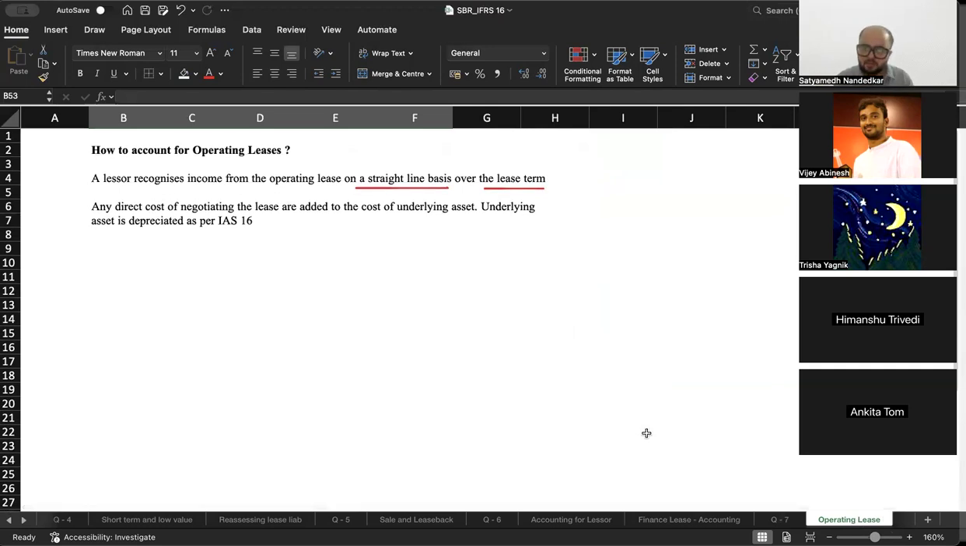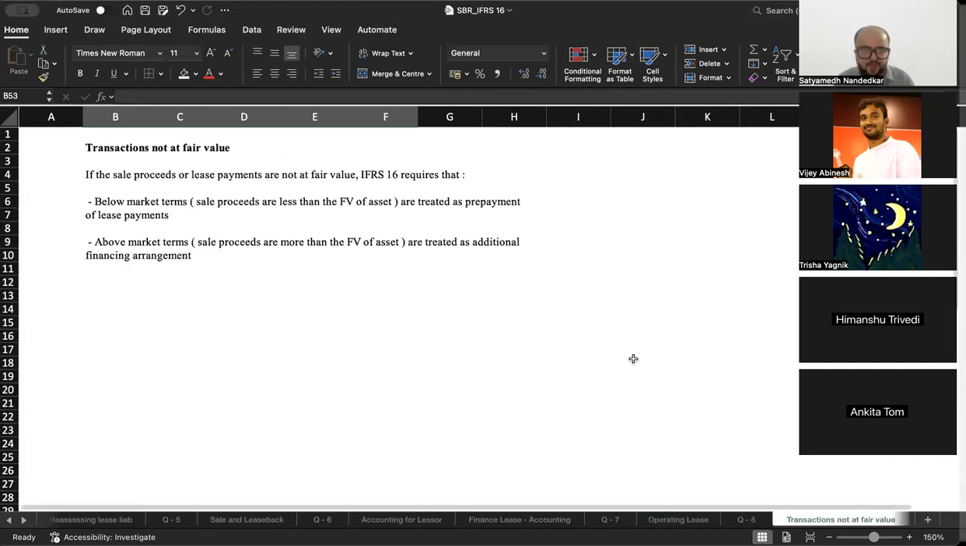Operating lease, from a lessor standpoint: he should recognize income from the operating lease on a straight line basis, and any direct cost of negotiating the lease should be added to the cost of the underlying asset. Now, if the transactions are not at fair value, such as sale and leaseback transactions, if it is below market terms, it is treated as prepayment of lease. If it is above market terms, it is treated as an additional financing arrangement.